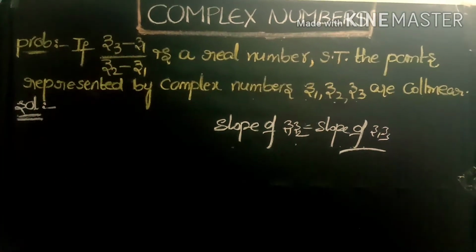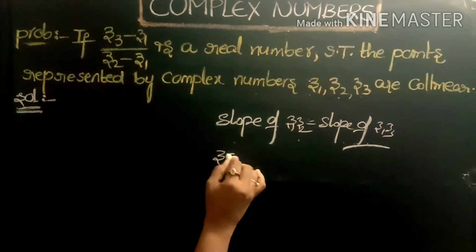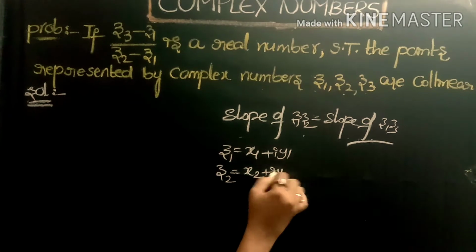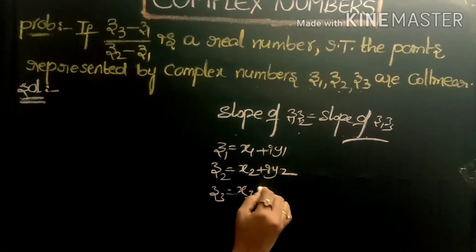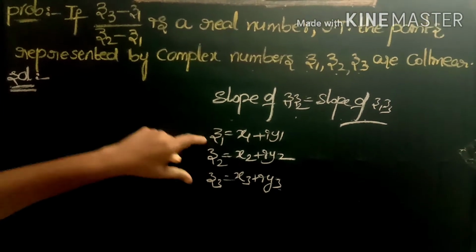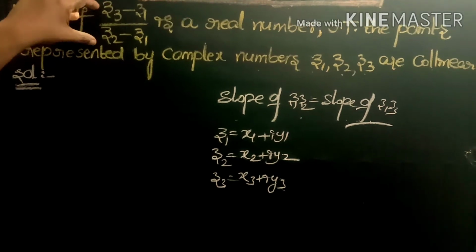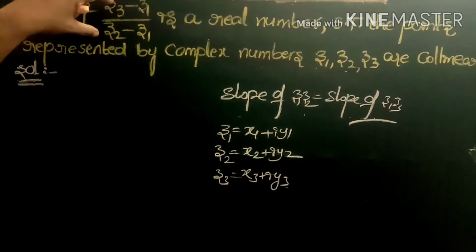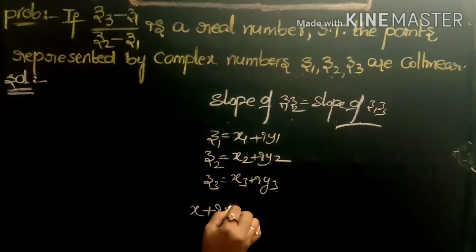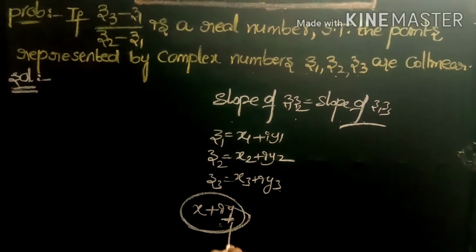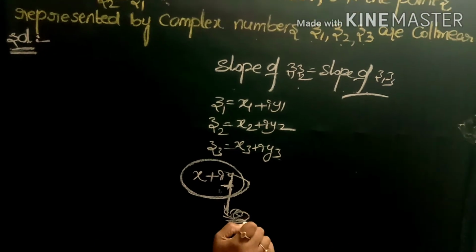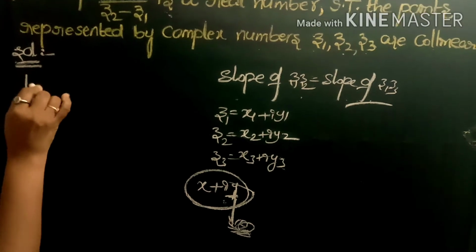Given that it is a real number, first we take the complex numbers as Z1 equals x1 plus iy1, Z2 equals x2 plus iy2, and Z3 equals x3 plus iy3. We substitute these complex numbers in the given expression (Z3 minus Z1) by (Z2 minus Z1). After simplification, we convert this number into the form x plus iy, and equate the imaginary part to 0, since it is a real number. That is the procedure.